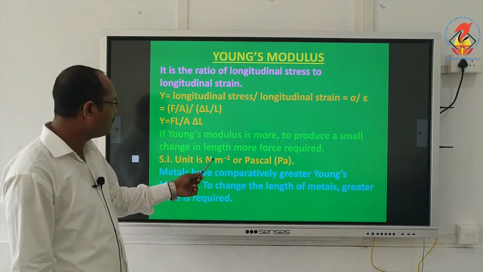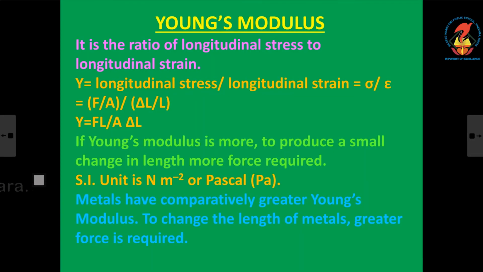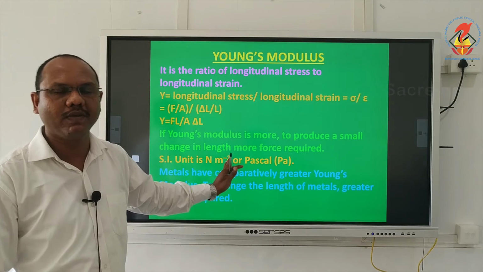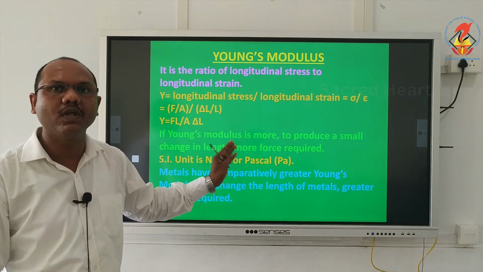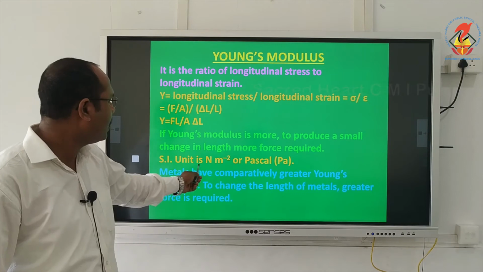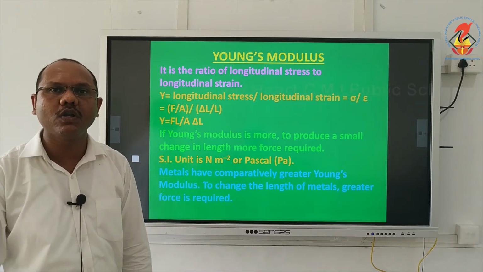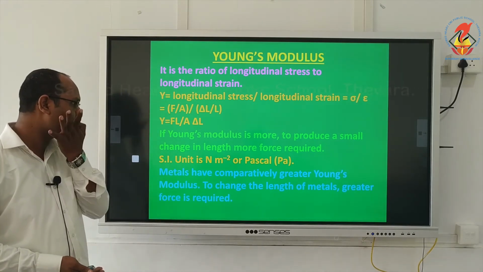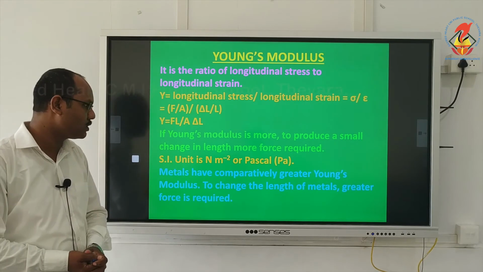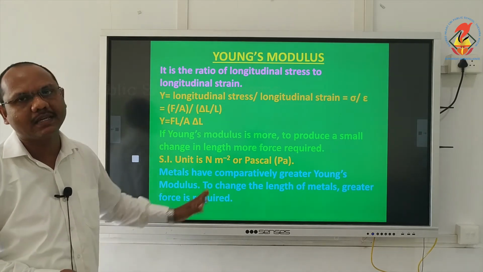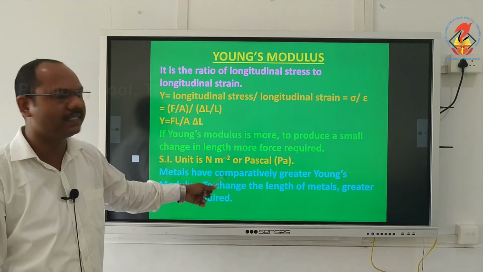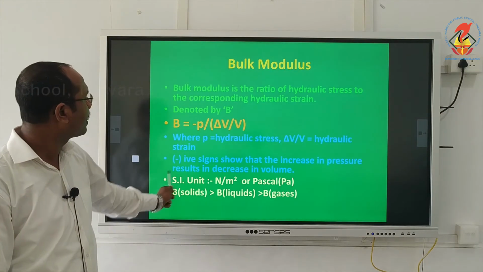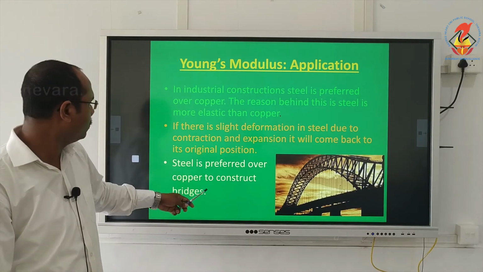So the SI unit is Newton per meter square or Pascal, because modulus is stress by strain. Strain has no unit. So modulus of elasticity will have the same unit as that of the stress. That is why it is Newton per meter square or Pascal. Metals have comparatively greater Young's modulus. So to change the length of metals, greater force is required. We have already discussed that. So you just copy these notes. You have to copy the practical application also.